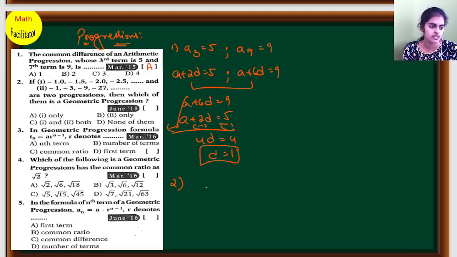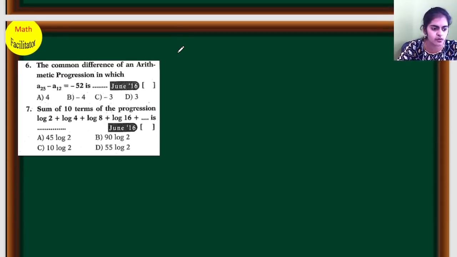Now see the second question. If the progression is minus 1.0, minus 1.5, minus 2.0, minus 2.5 and so on, and the second progression is given as -1, -3, -9, -27, and so on, which of the following is a geometric progression? I said geometric progression is deleted, so please don't do this question. This is also related, deleted. I'm sorry, all these questions are from GP, so I have directly taken year-wise questions. Some of them are deleted as per your new syllabus, so you don't have to take them.